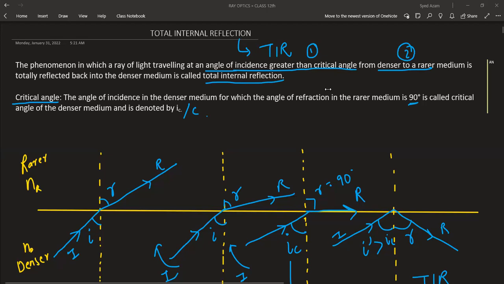All right. Taha, can you tell us this again? What are the conditions for TIR? When the angle of incidence is greater than the critical angle. And? And light travels from denser to rarer medium. Correct. See, the angle of incidence is greater than the critical angle, means when this critical angle is crossed, then only TIR occurs. And the ray has to go from denser to rarer. This is the condition of it.